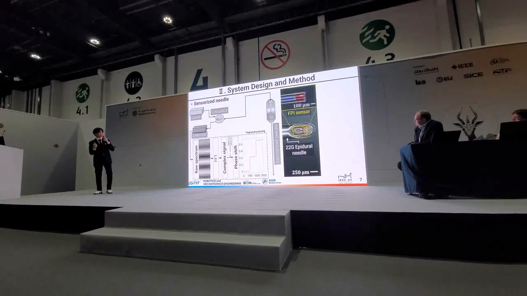Additionally, the fiber Fabry-Perot interferometer was embedded into the inner canal of the 22-gauge needle. This design allows the system to directly measure the contact force at the needle tip.